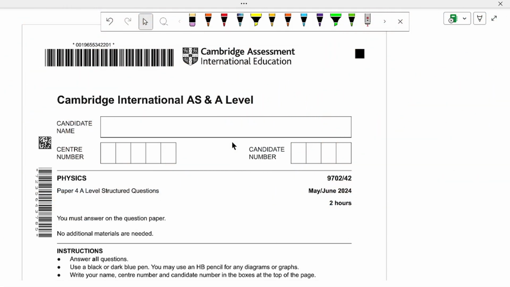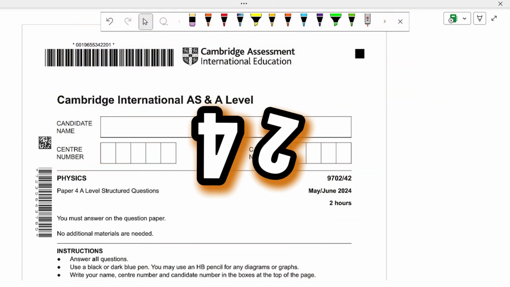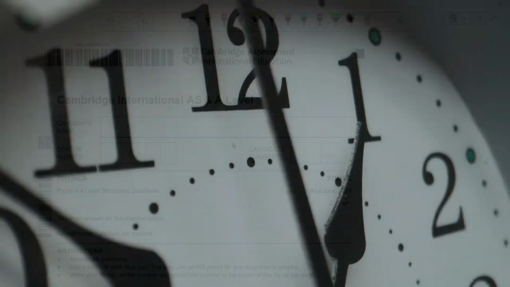So today I want to be discussing the May-June 2024 question paper 2 for physics, and the question paper is 2 hours long actually. It's a very recent paper. Let's get to it.